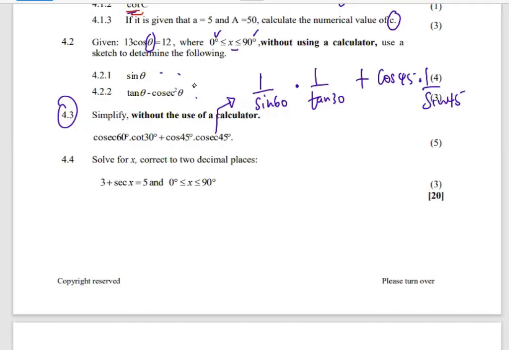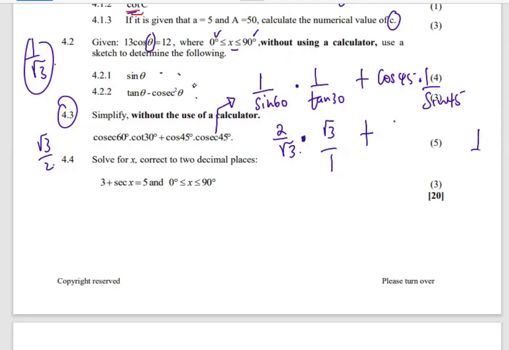Okay, so what is the sine of 60? We know that sine of 60 is square root 3 over 2. But since we have a 1 over, okay, which is going to be 2 over root 3. Then the tan of 30, how do we get the tan of 30? It's going to be 1 over square root of 3. But since we have the cot, meaning that's going to be root 3 over 1, plus the cos of 45, we have 1 over root 2, multiplied by the cosec, which is going to be the root 2 over 1.